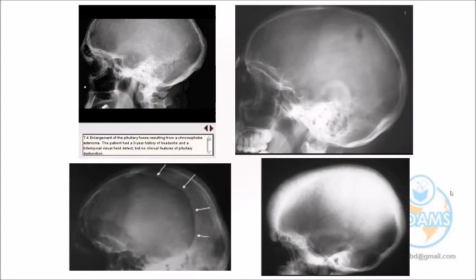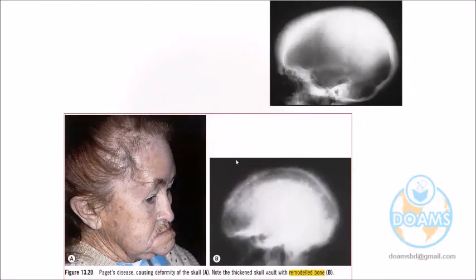This is the Paget, sir, what you said below? Oh, this is Paget's, the one. Now look at this picture, the elderly lady, and this is her X-ray. This is Paget, but this is not Paget. The hair on end appearance. This is the Paget.